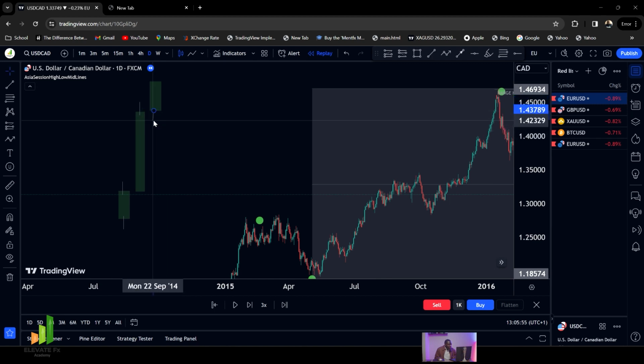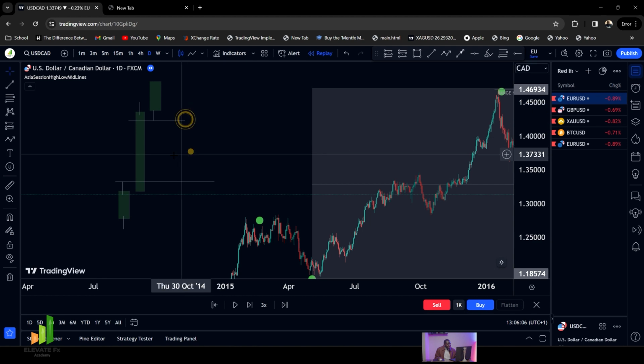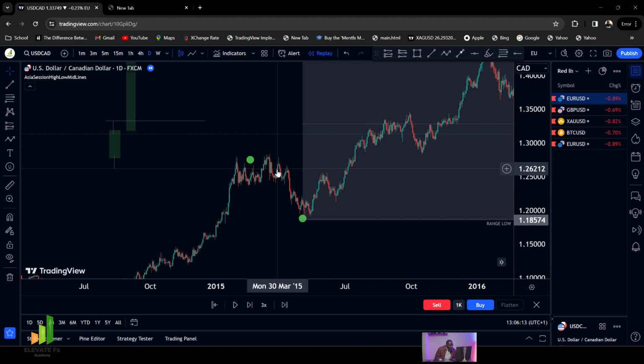Let me mark that out properly. A liquidity void is the gap that has been created from this wick we have over here to this wick we have over here. There's an inefficiency that exists here. Let's go ahead and look at it on the chart. Now, if you notice how price moves, when price gives a wick, the other wick comes back to close up that gap that is there.